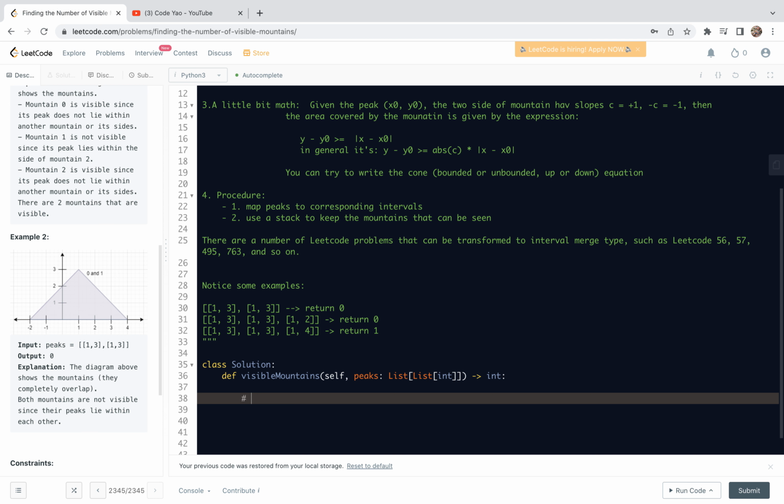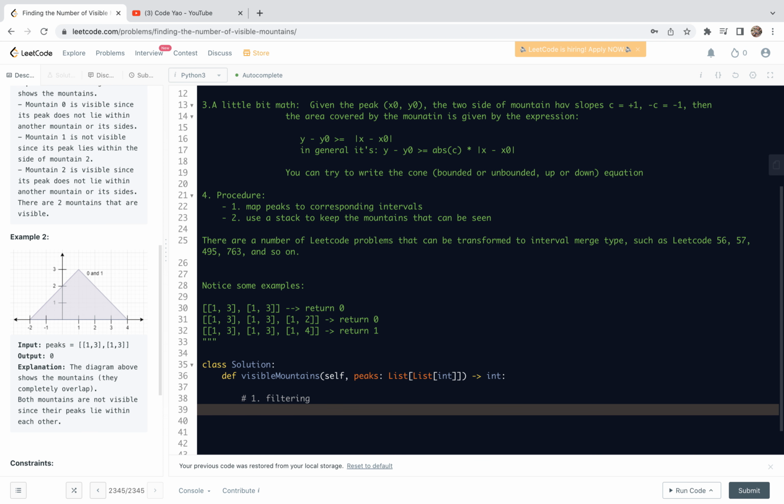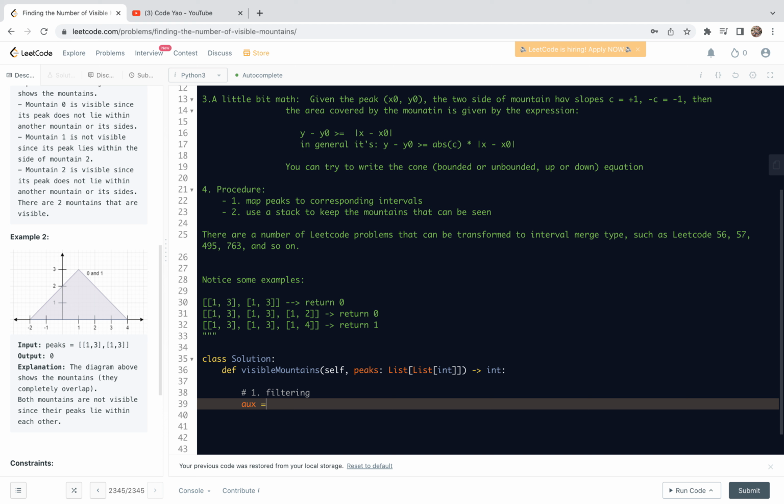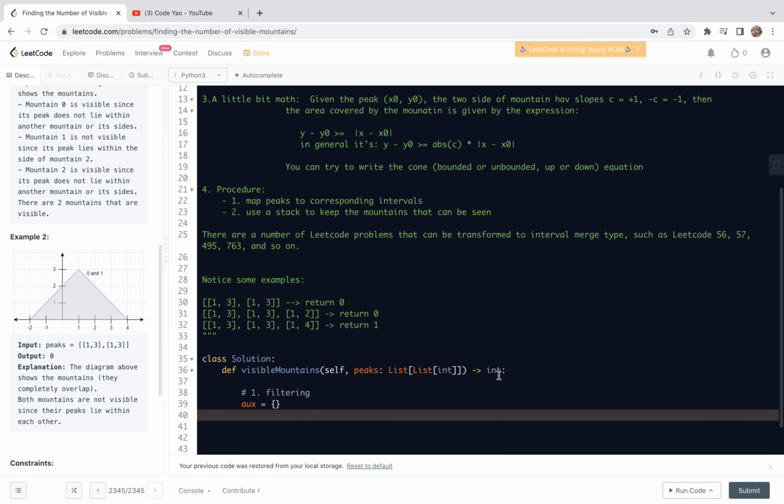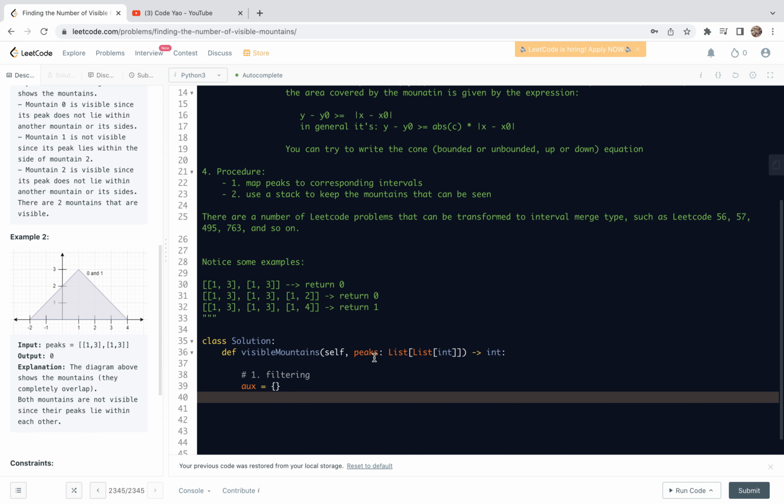Let's look at the code now. First, based on our analysis, we'll do some filtering for the interval. For this, I'm going to initialize a dictionary, and then we transform the peaks into intervals, and then count the frequency of the corresponding intervals.